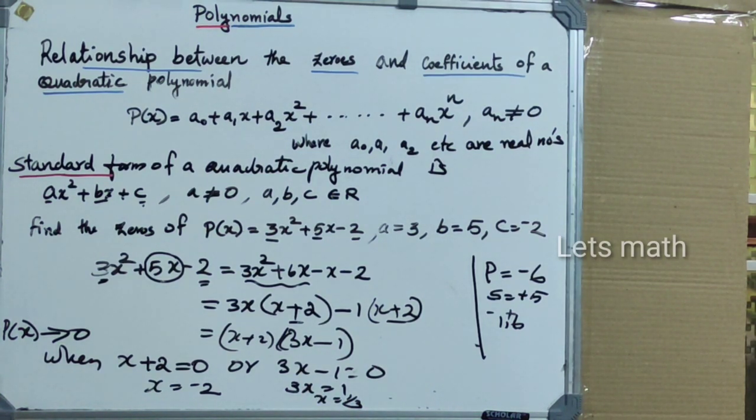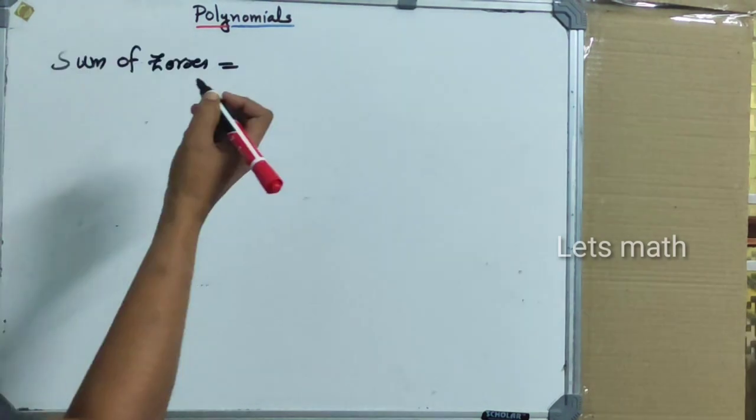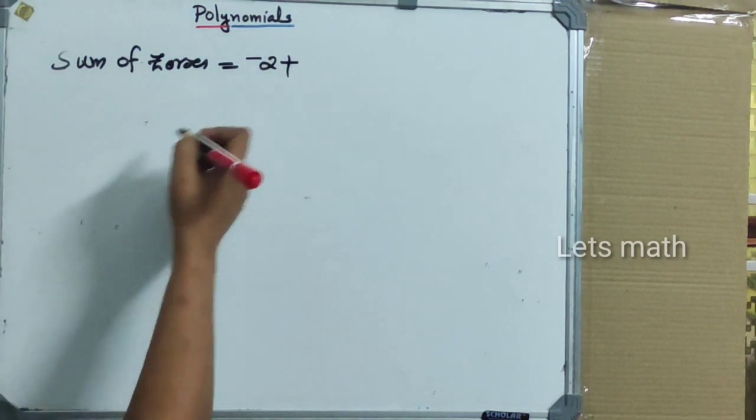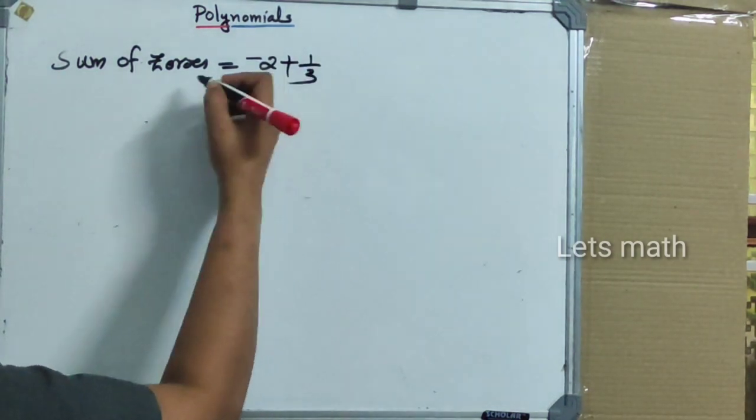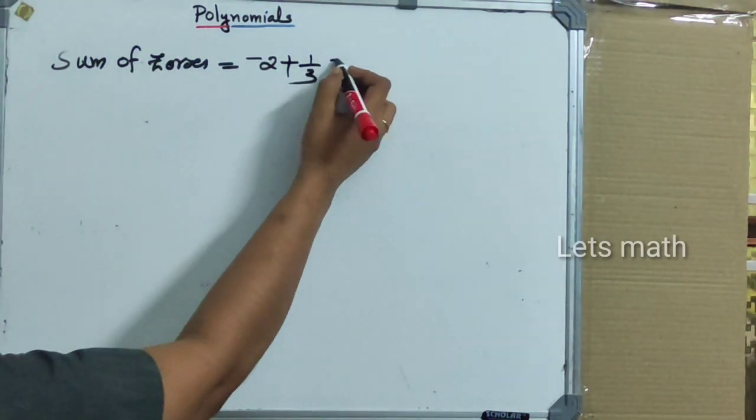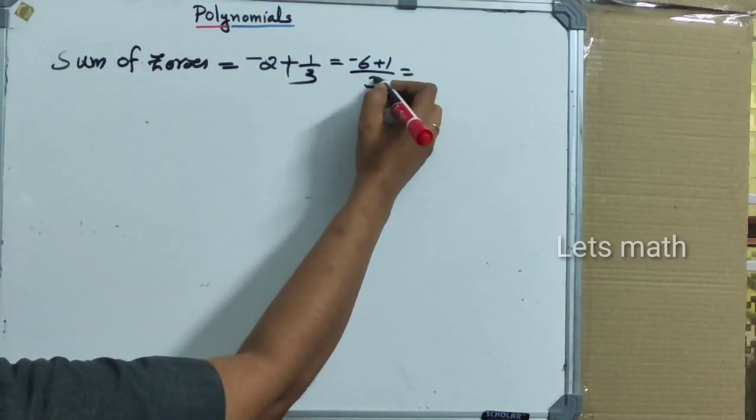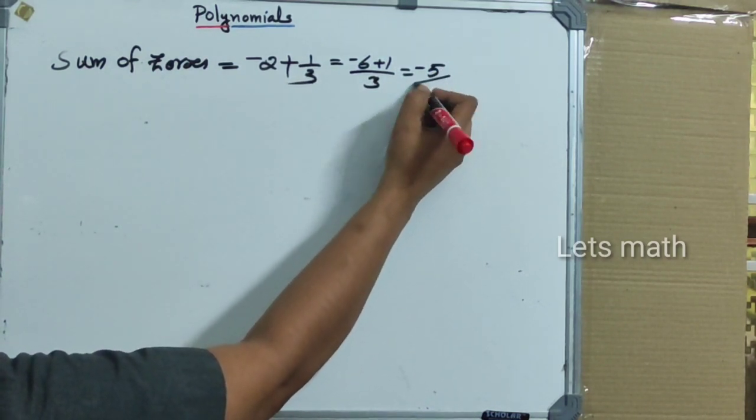Now how many zeros did we get? 2. Yes, a quadratic polynomial has maximum 2 zeros. So one of the zeros is minus 2 and the other zero is 1 by 3. Now the sum of the zeros, that is minus 2 plus 1 by 3. How to find the sum? That is minus 2 into 3 is minus 6, plus 1 by 3, that is equal to minus 5 by 3.